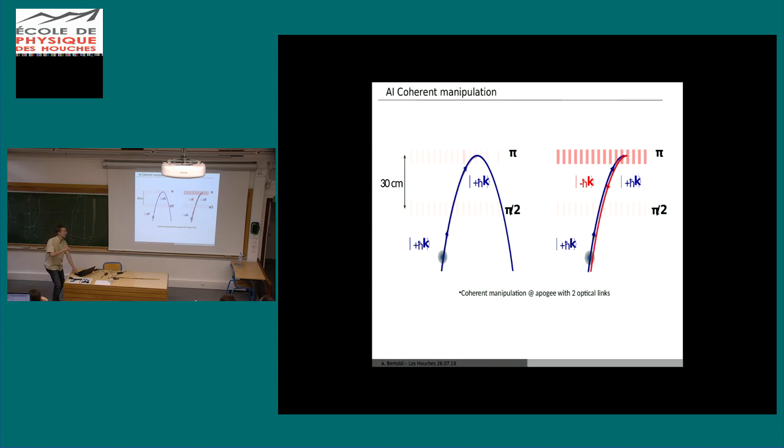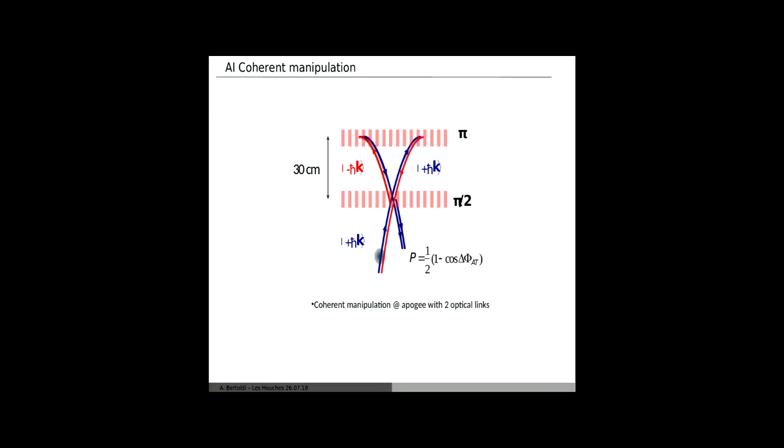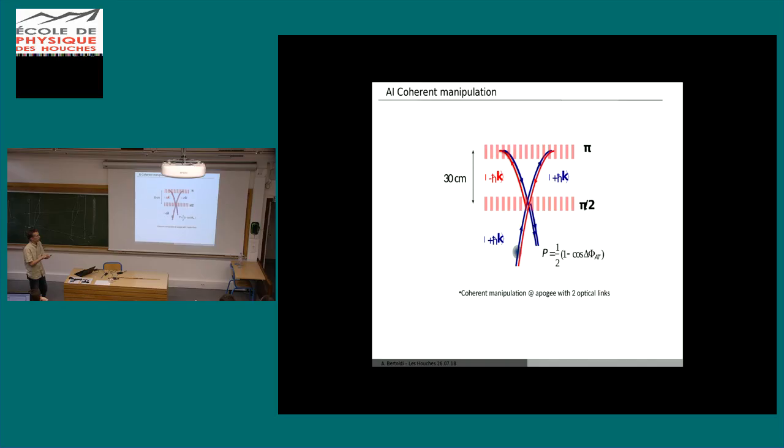And now you see what happens if I turn on also the laser below. When the atoms go up along the blue trajectory, they are split with the pi over 2. And so now we have 2 different parts of the wave function that go up to the top of the parabola. At the apogee, they are reversed and they are recombined where they were split at the beginning.